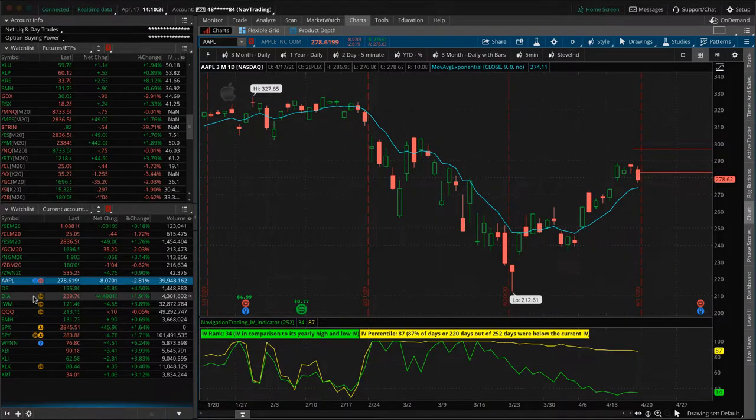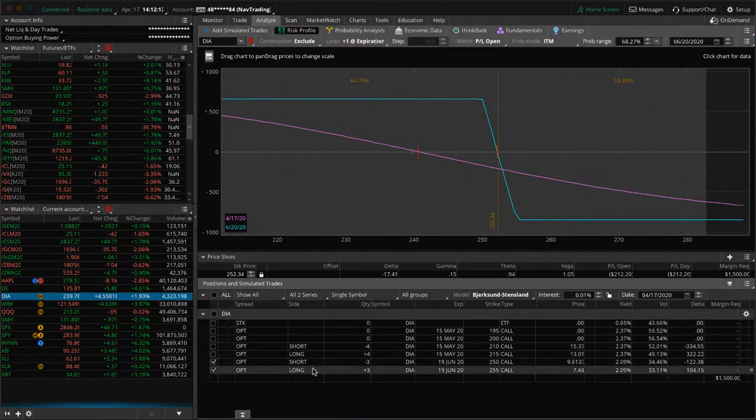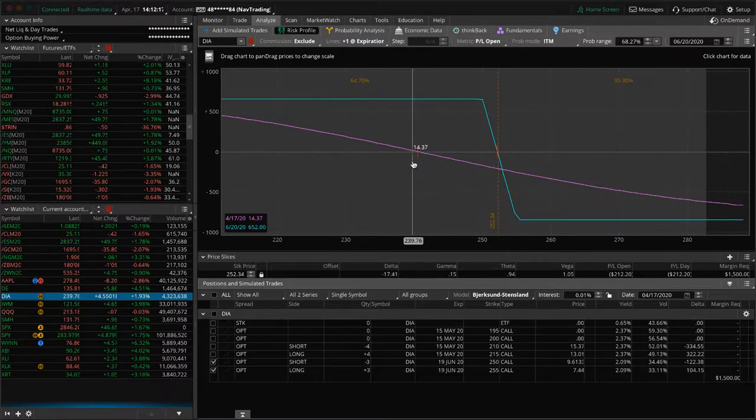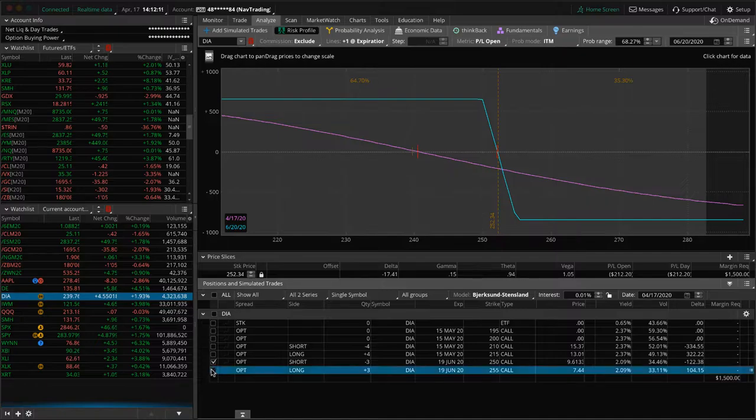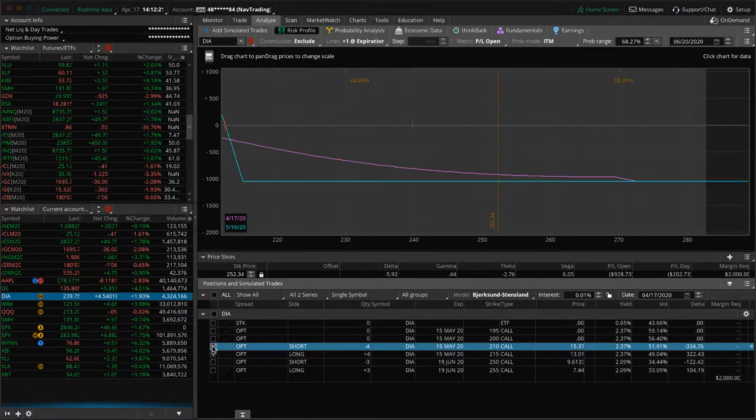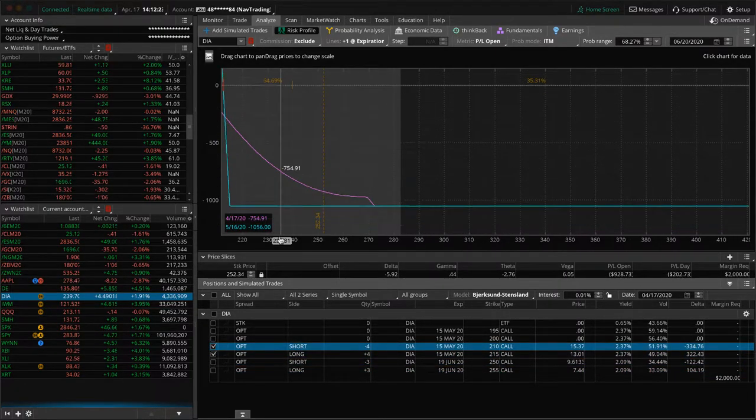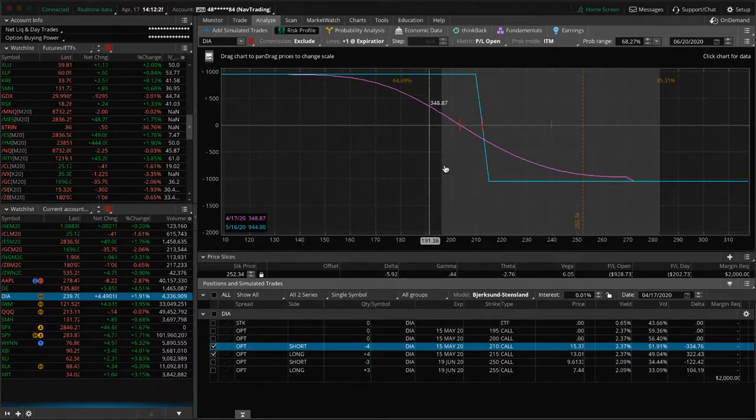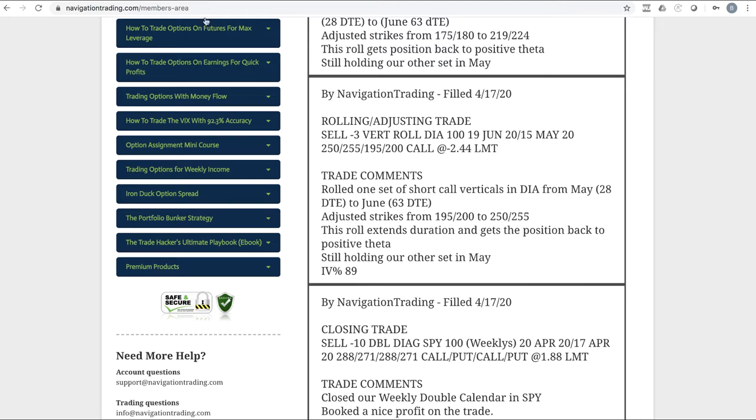So if we go to DIA, here's what we've got here, the 250, 255. So pretty close to where we rolled it, just did that today. And then our other piece is out of our range. Scooch this in a little bit. So we need some downside to get back into range on that one.